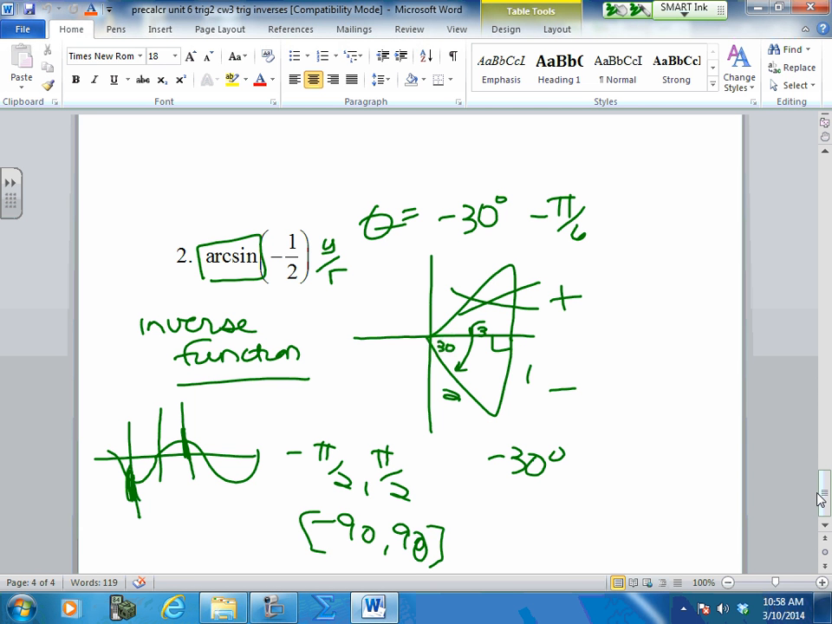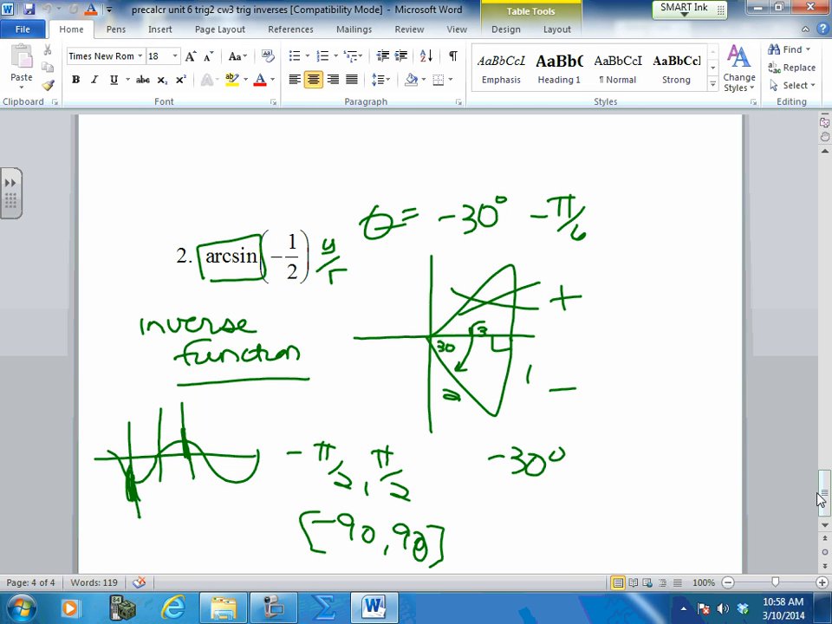As soon as we restrict the domain, we're going to say, okay, where does that leave me? What quadrants? You're always going to end up with 2. One will be positive, one will be negative, and then we're going to work it from there. Okay? All right. Let's try your cosine. Negative 30 is your answer. That's the angle whose restricted sine is negative 1/2.